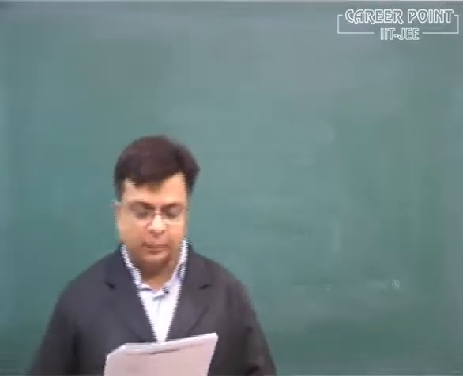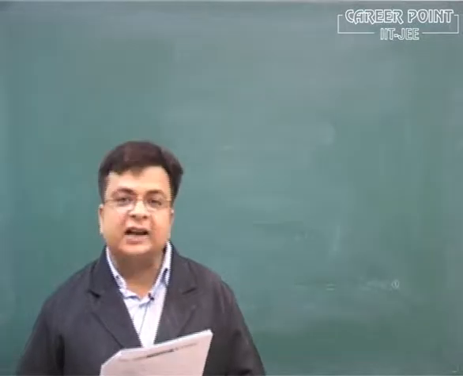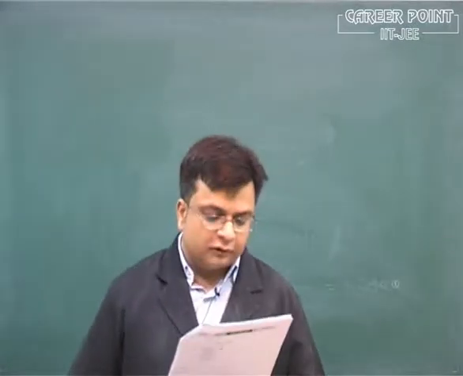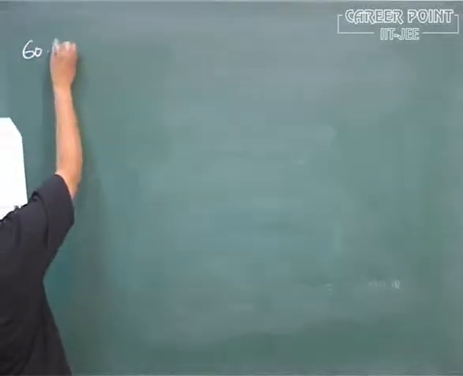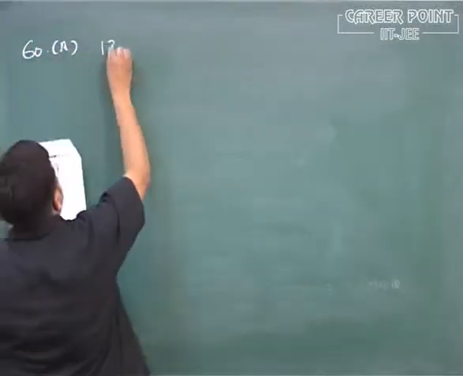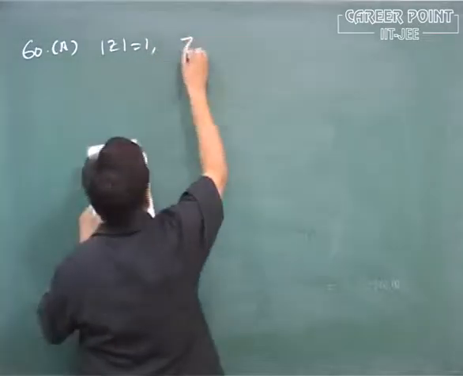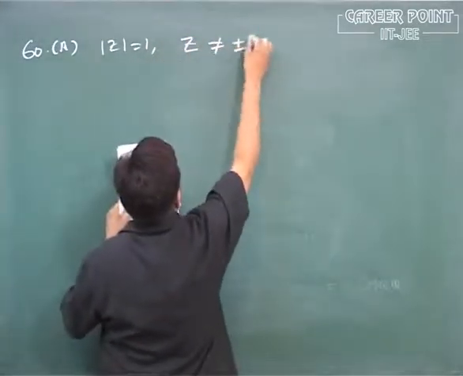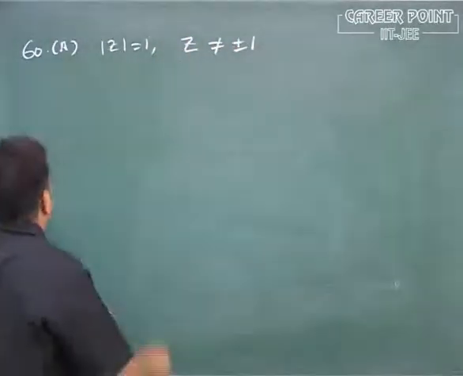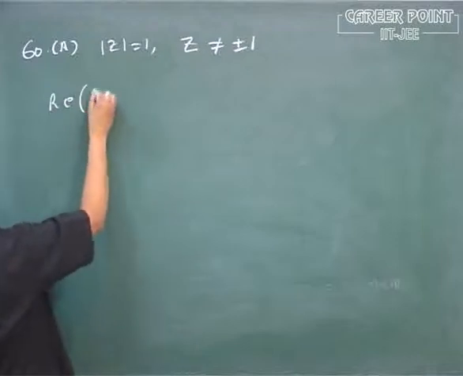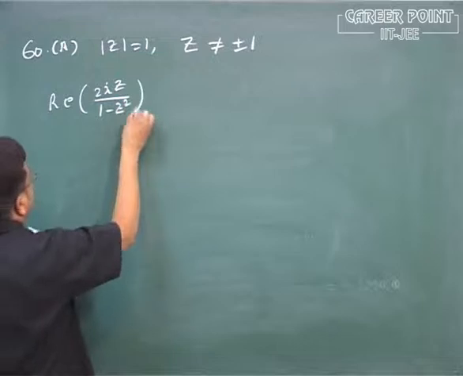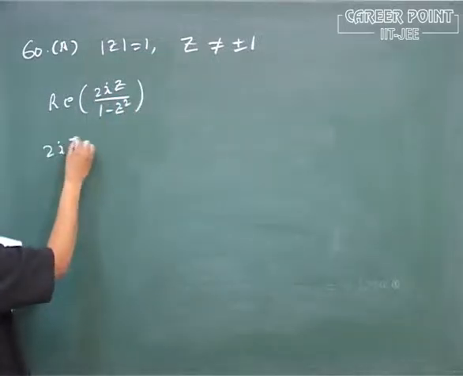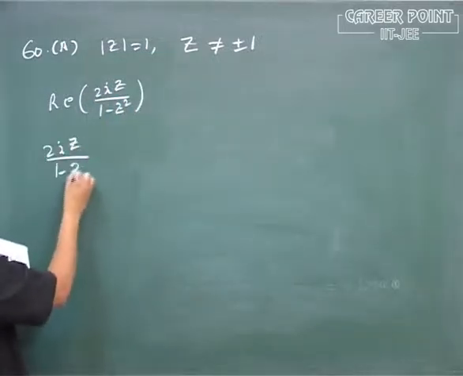Paper 2, question number 60. It is a match the column type question. So, first, taking its A part. Question number 60, A part. It is given that mod z is equal to 1 and z is not equal to plus minus 1. We have to find the real part of 2 iota z upon 1 minus z square. So, 2 iota z upon 1 minus z square.